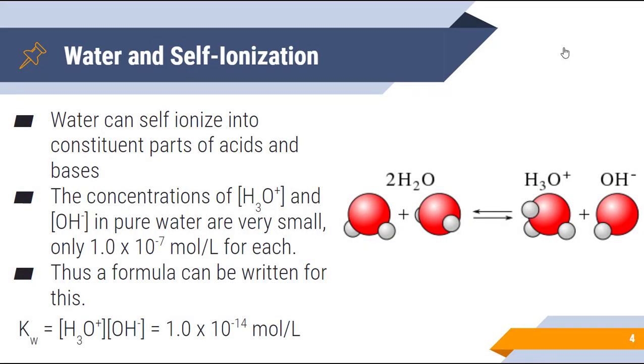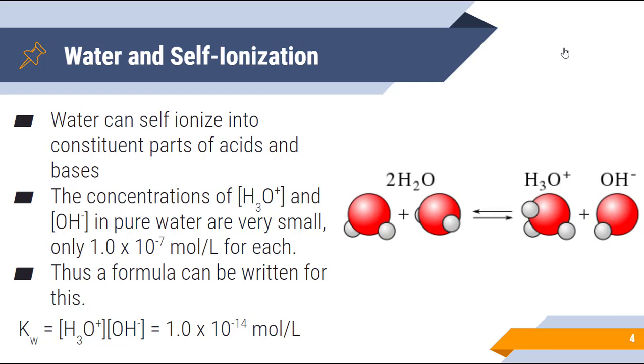So when water, interestingly enough, is around other water, it can actually self-ionize into the constituent parts of acids and bases that we talked about. If you take a look on the right-hand side here, we have two water molecules. A hydrogen is donated from one water molecule to another, making one the hydrogen donor and the other the hydrogen acceptor. We talked about that as a Bronsted-Lowry definition of an acid or base. A Bronsted-Lowry acid donates a hydrogen while a base accepts it. And then we end up with hydronium, an acid, and OH minus, a base.